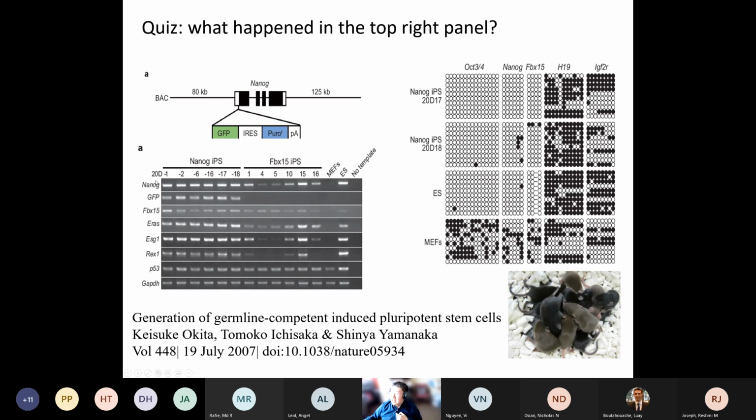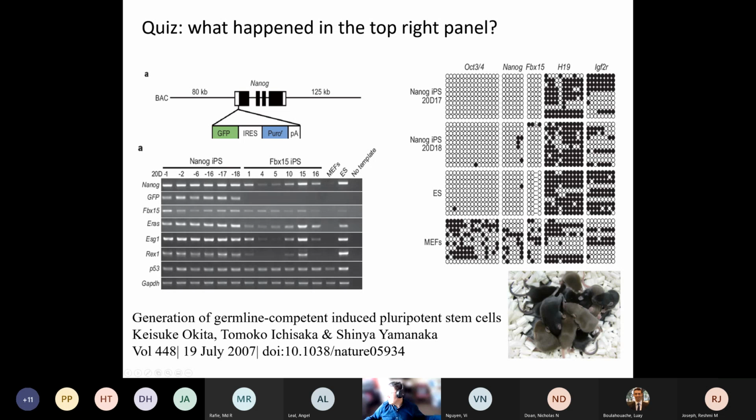Those are all pluripotency markers to indicate the green cells are indeed reprogrammed, because the cells express the pluripotency genes, while the fibroblast, MEF, as shown here, largely doesn't express any of those pluripotency genes. But once the fibroblast is reprogrammed, they start to express those pluripotency genes.